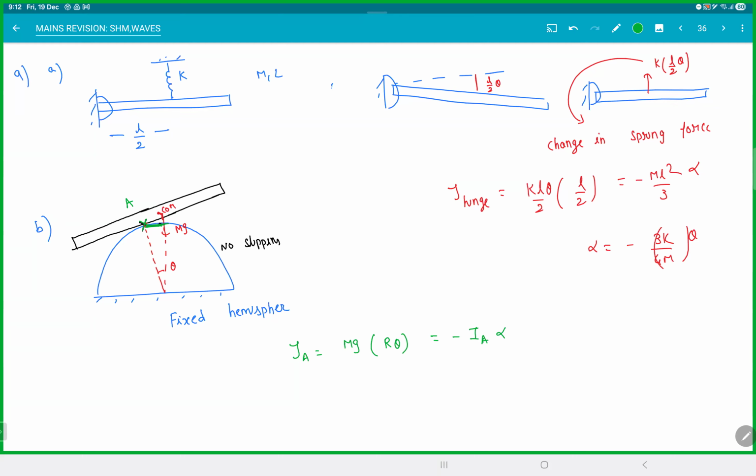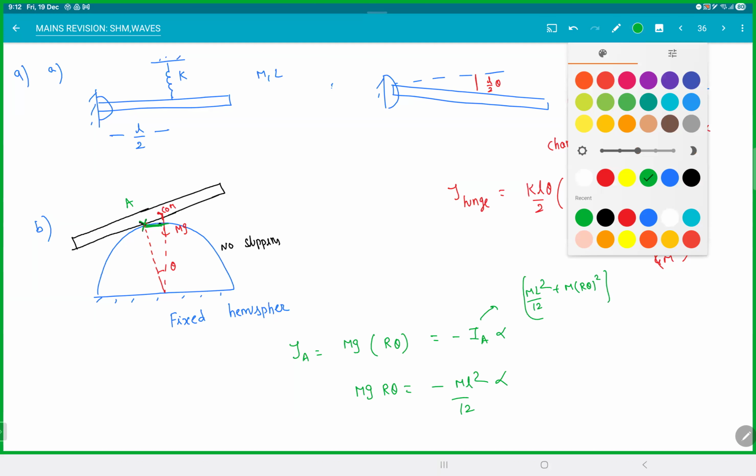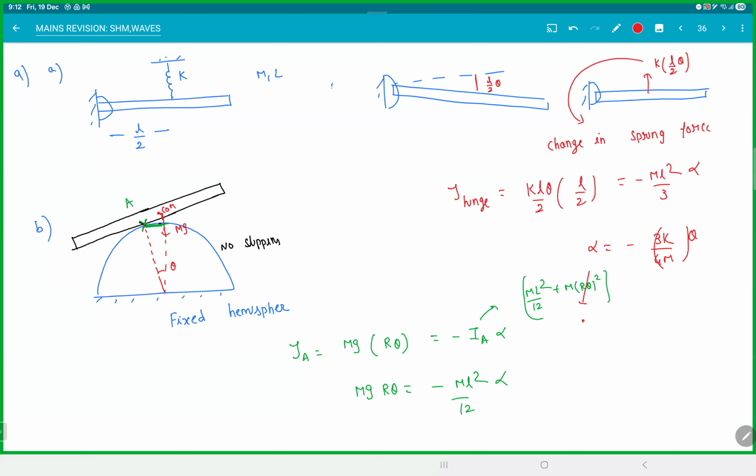But since A is very, very close, you can almost approximate it to be ml square by 12 only. And that is the whole point of small theta. So technically speaking, IA should have been ml square by 12 plus m into r theta whole square. But the theta is very small, so we neglect it. Clear with this?